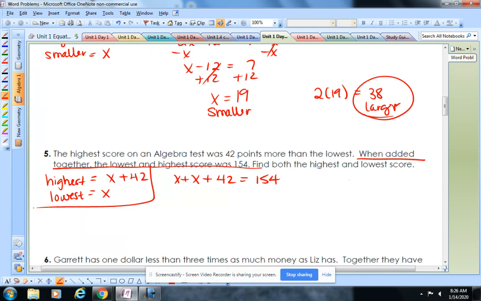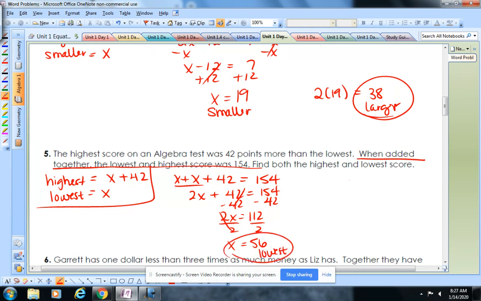All right. So, like terms, x plus x is 2x plus 42 equals 154. How do I solve for x now? Subtract 42. 2x equals 112. Divide by 2. X equals 56. And that's the lowest score, isn't it? I hope so. Because that's not a good grade.